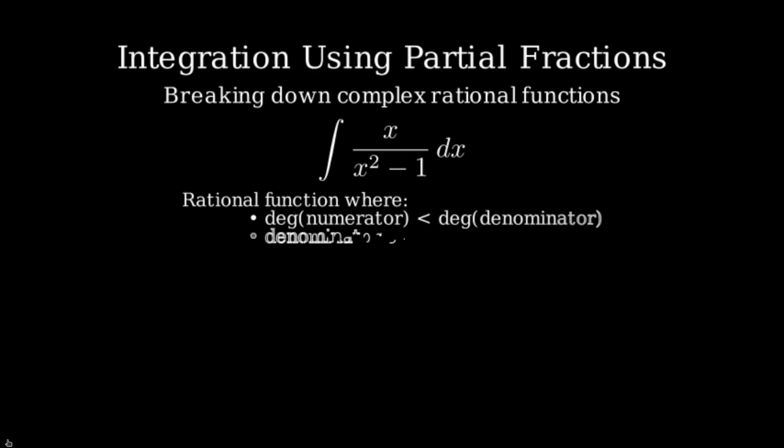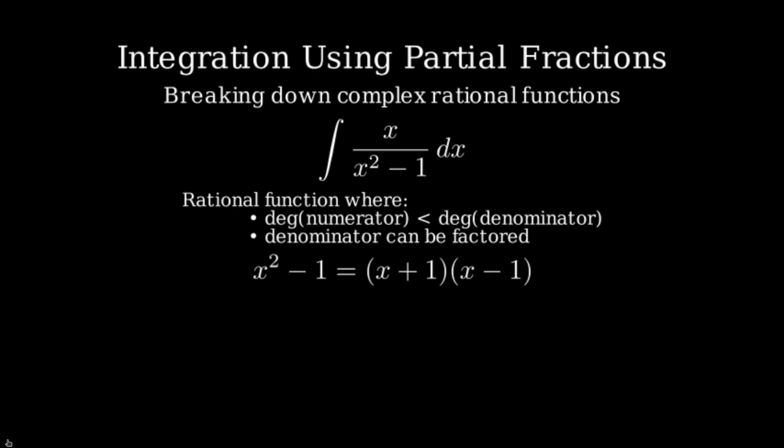This is a rational function where the degree of the numerator is less than the degree of the denominator, making it suitable for partial fraction decomposition. First, we need to factor the denominator. x squared minus 1 can be factored as (x plus 1) times (x minus 1). Now we can write our fraction as the sum of two simpler fractions, a over x plus 1 plus b over x minus 1, where a and b are constants we need to find.